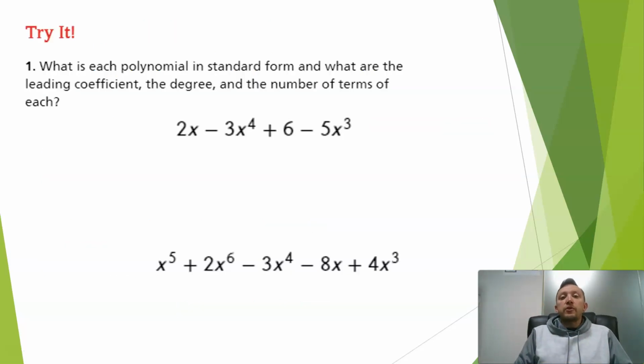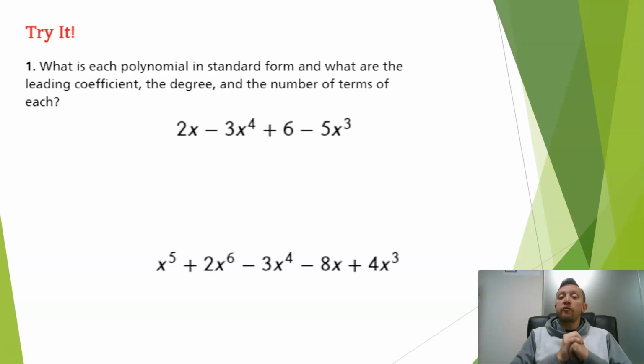All right, so here's what I want you to do. We're going to do this first one together. It says, what is each polynomial in standard form, and what are the leading coefficient, the degree, and the number of terms of each. So we'll go through this first one together, but I want you to try the next one on your own. So for this one, the first step is to put it in standard form.